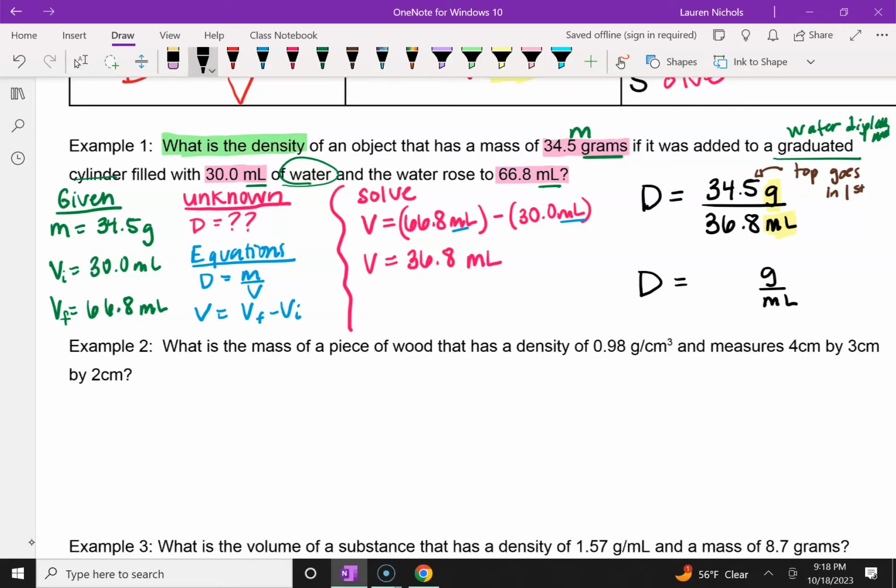And when we do this, your calculator is going to give you 0.9375. And a good rule of thumb is we can just round to two numbers after the decimal place. And so the 7 will make the 3 round up. So our final answer is going to be 0.94 grams per milliliter. So this one was fairly straightforward, involving water displacement.